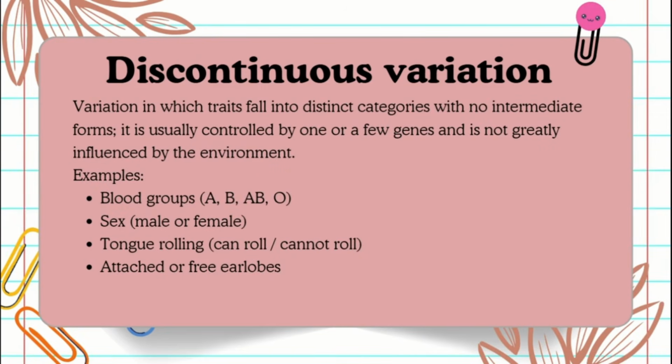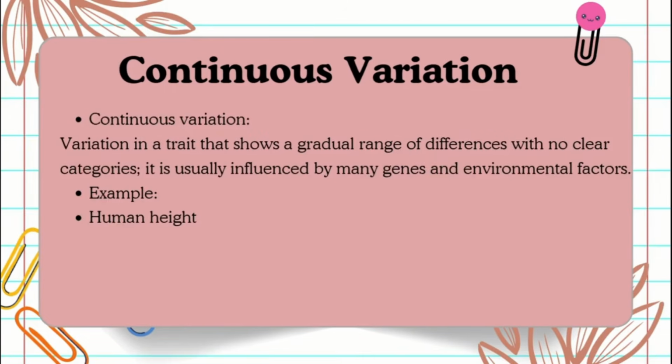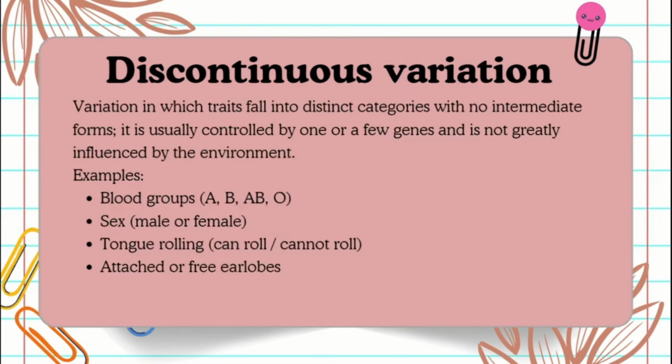Then you have discontinuous variation, which has clear-cut categories with no intermediate. Basically this means you either are or you aren't. Either you have it or you don't. In continuous variation, there was room for ambiguity, meaning that somebody can have a height of 5'1", 5'2", or 5 point something. The point is that there's no clear-cut category to say you have to be this or you have to be that.